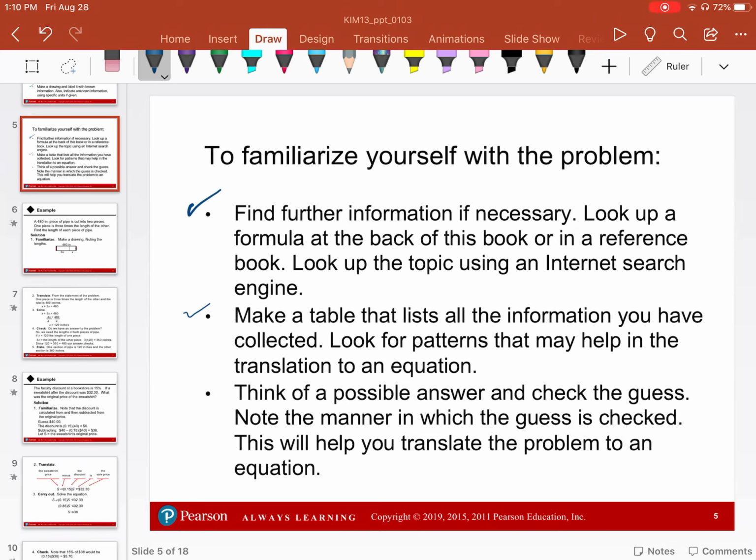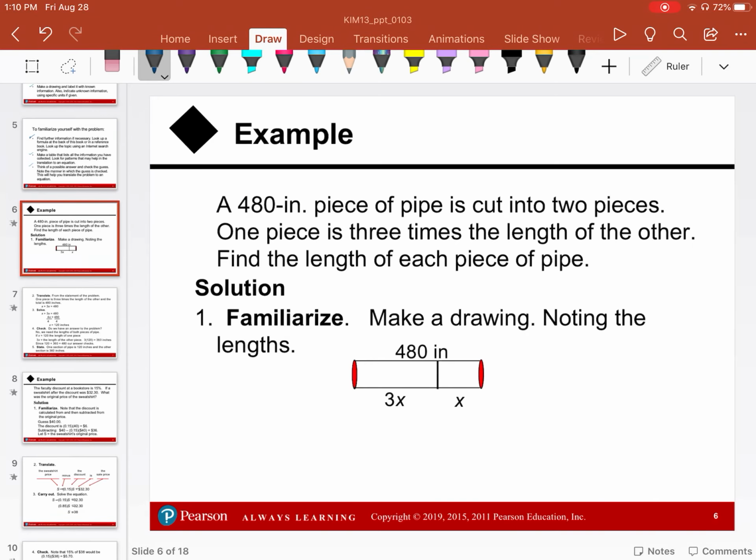Next, make a table that lists all the information you have collected. Look for patterns that may help in the translation to an equation. Think of a possible answer and check the guess. Note the manner in which the guess is checked. This will help you translate the problem to an equation. So let's go ahead and do an example.